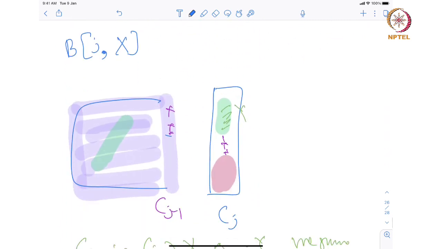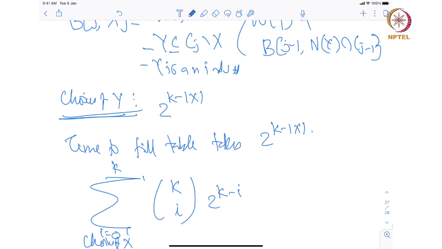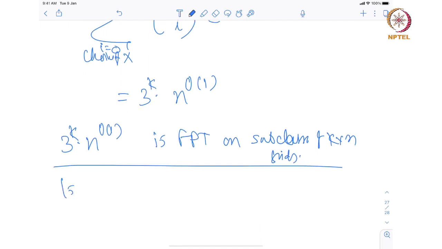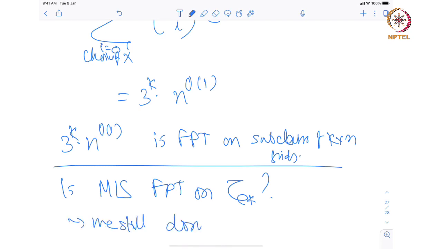So, all we have shown is that max independent set is FPT on subclasses of k times n grids, but is max independent set FPT on general graphs? We still do not know. We will take up the thread in the next lecture starting from here.